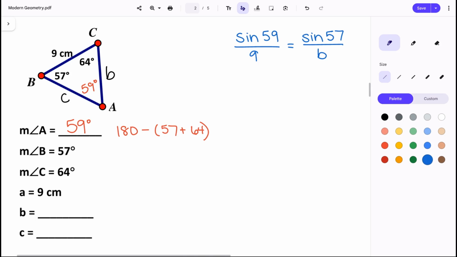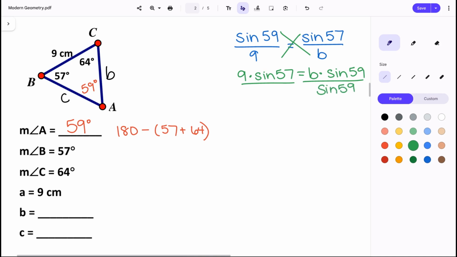What did you do next, Greer? Cross multiply. We got 9 times the sine of 57 equals 9 times the sine of 59. Okay, good. And then what did you do? Divided by the sine of 59 on both sides. Okay, so these are gone over here. So b is going to be 9 times the sine of 57, and then you're dividing by the sine of 59. What did you get for that, Greer? 8.8. 8.8, and then it would be centimeters, right? Yeah. Okay, perfect. I agree.